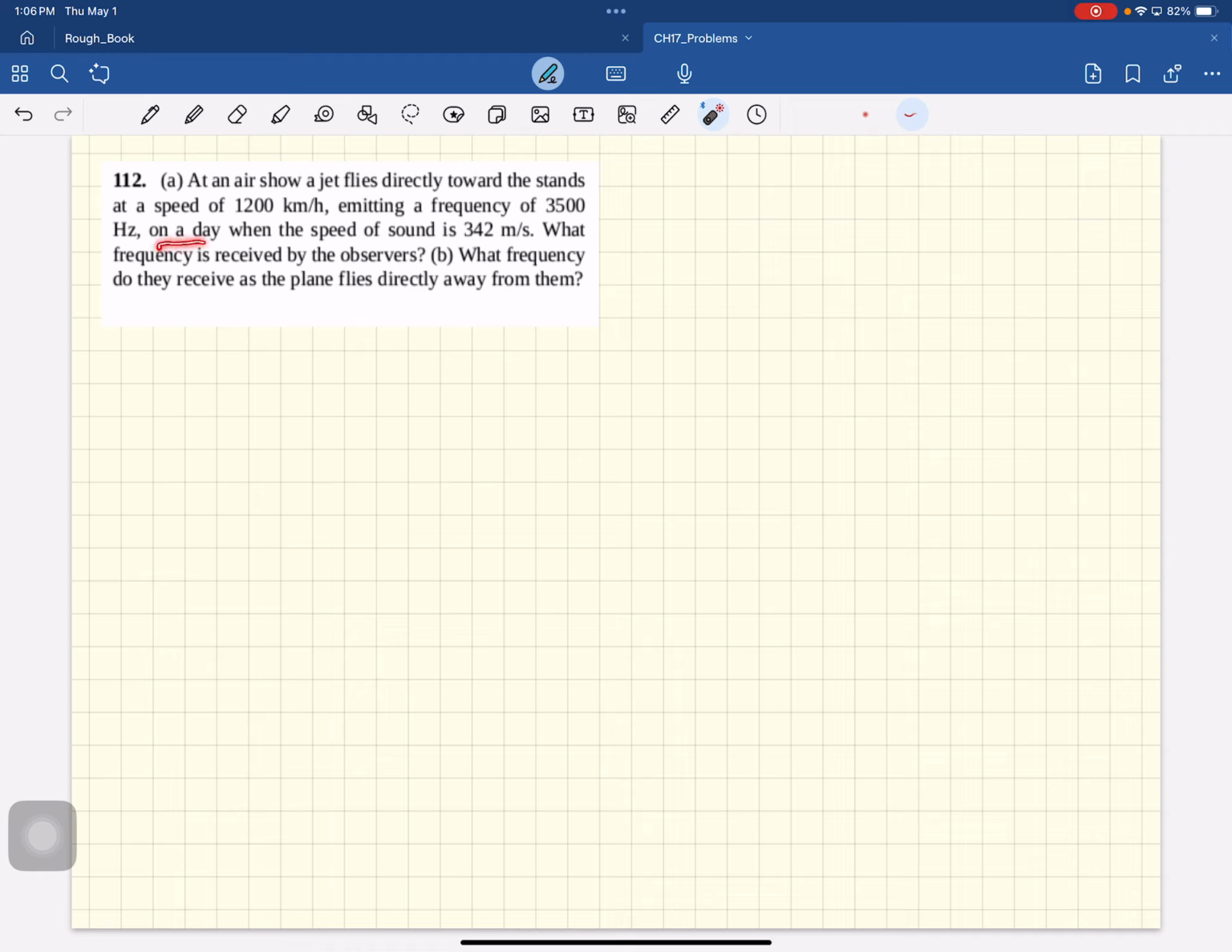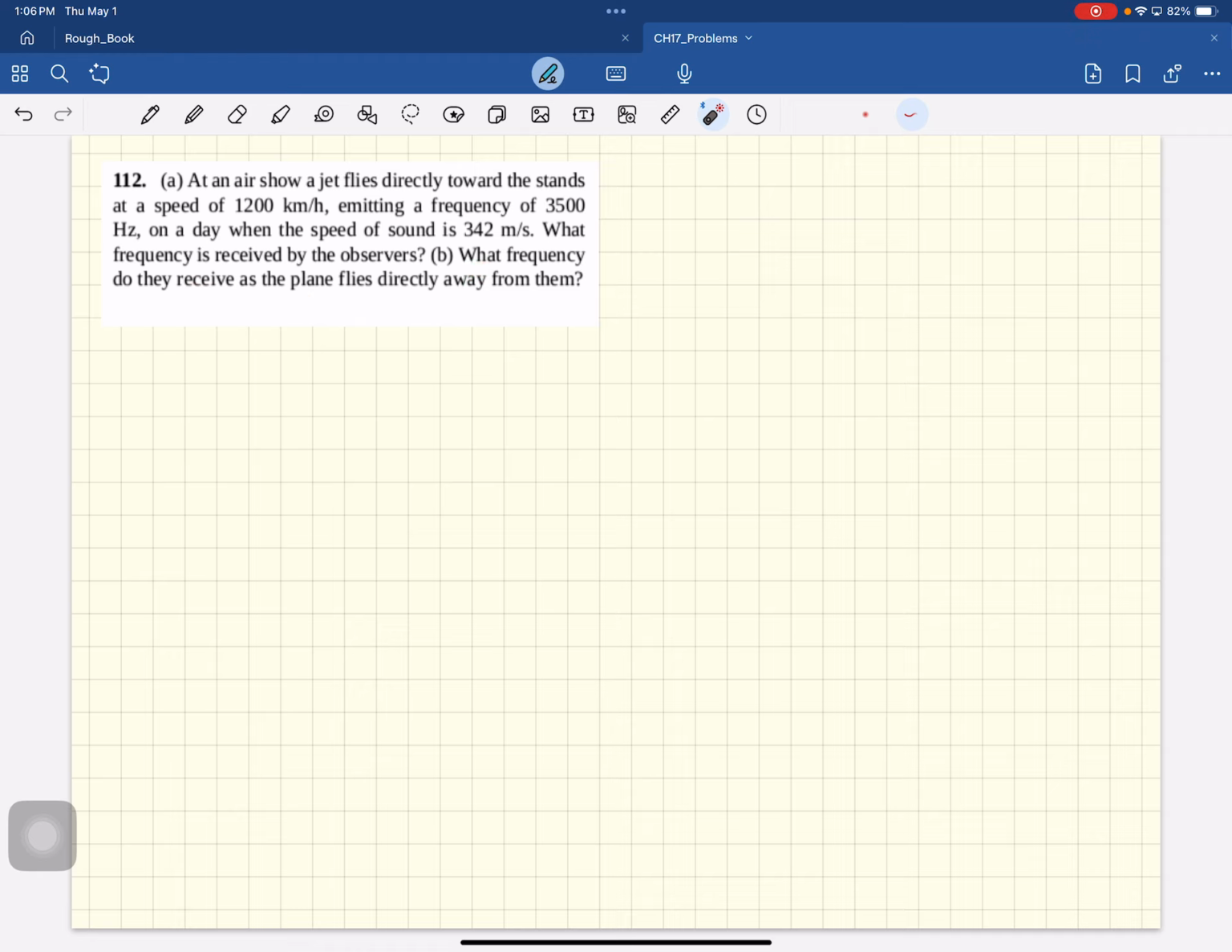Why are they saying on a day when the speed of sound is 342 meters per second? Does the sound speed depend on the day? Atmospheric pressure. Temperature. Okay. So that's why they said that. What frequency is received by the observers? What frequency do they receive as the plane flies directly away from them?